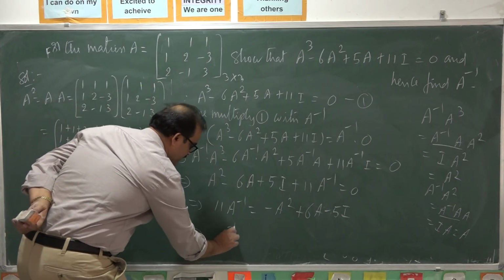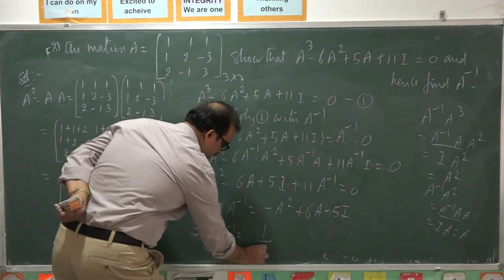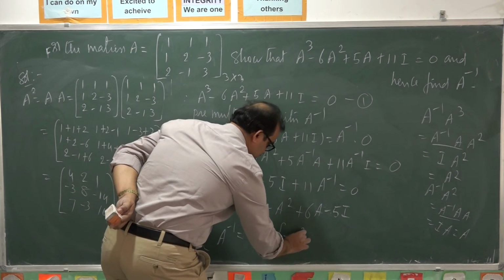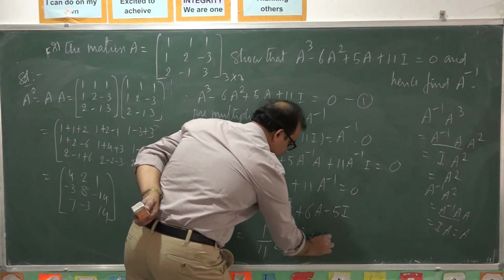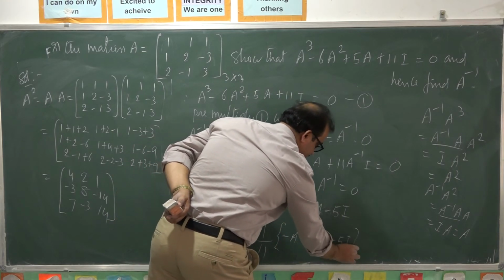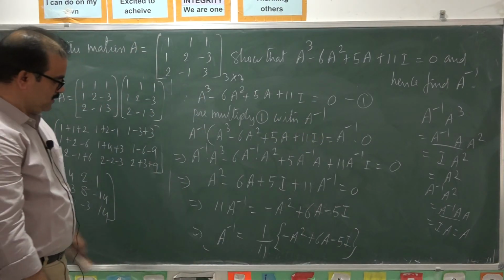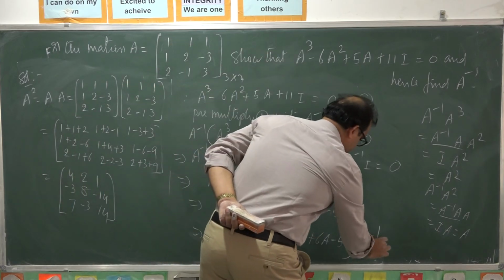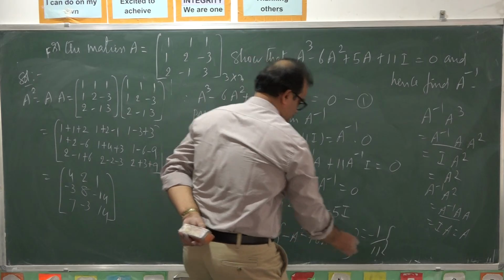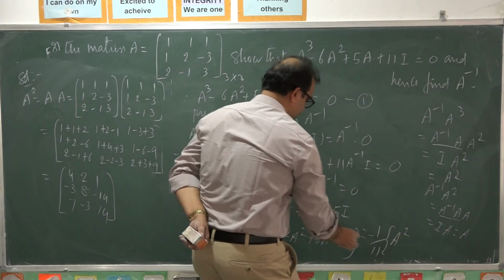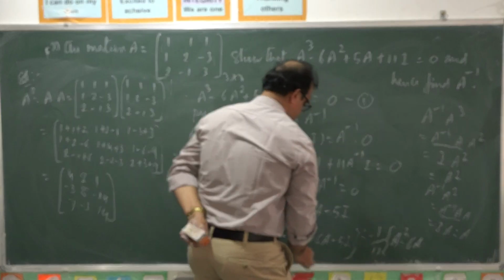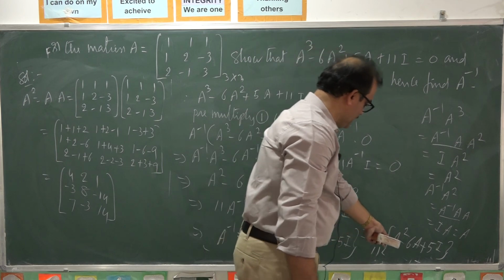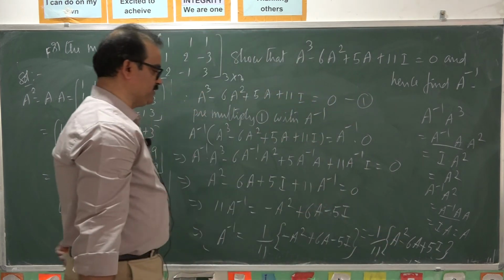From this, what is the value of A inverse? 1 by 11 into minus A square plus 6A minus 5I, or take minus common from this, you get minus 1 by 11 into A square minus 6A plus 5I. You find this value separately on substituting.